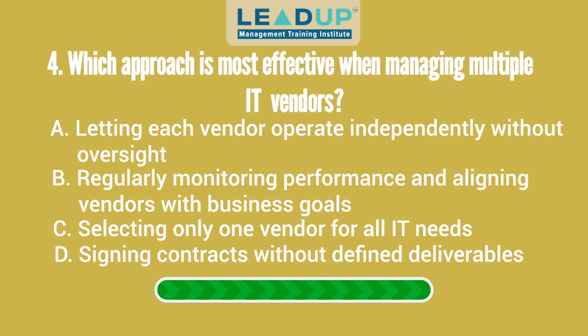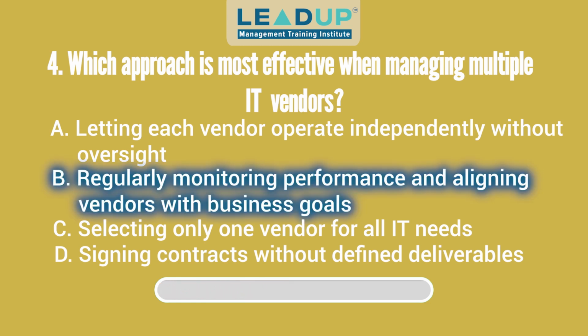Question 4. Which approach is most effective when managing multiple IT vendors? A. Letting each vendor operate independently without oversight. B. Regularly monitoring performance and aligning vendors with business goals. C. Selecting only one vendor for all IT needs. And D. Signing contracts without defined deliverables. Answer B. Regularly monitoring performance and aligning vendors with business goals.